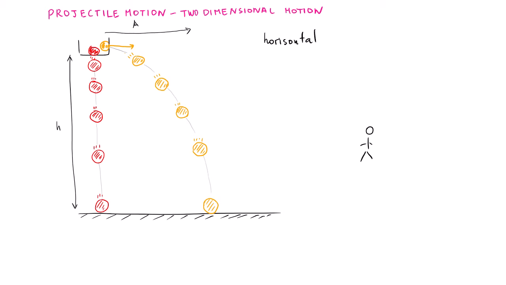motion is actually uniform for the yellow ball, which means that the velocity is not changing, which means acceleration in the horizontal direction, I'm going to call it x, equals 0. So in a horizontal motion, for a projectile motion, there is no acceleration.